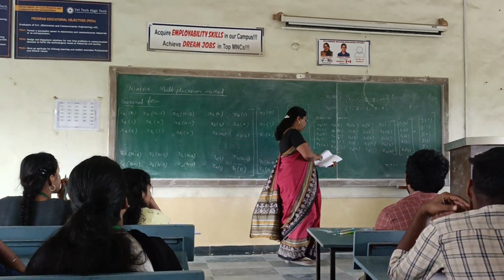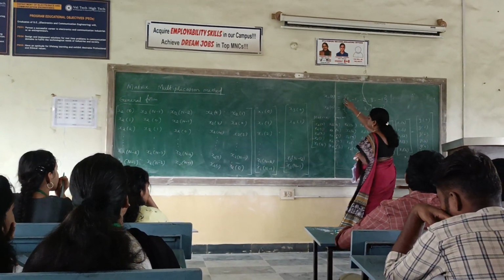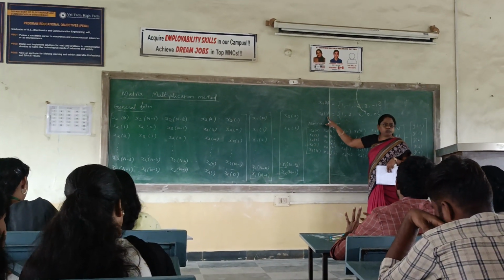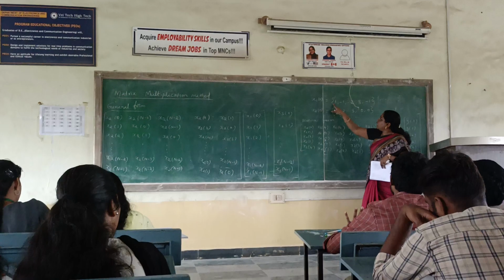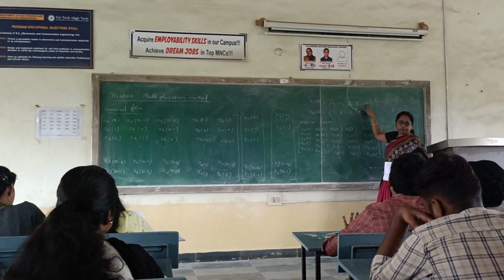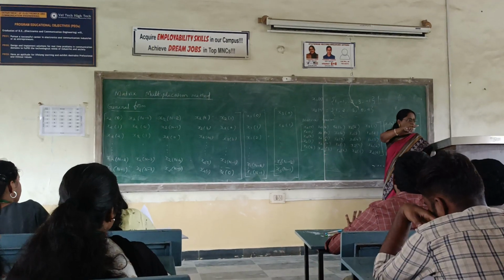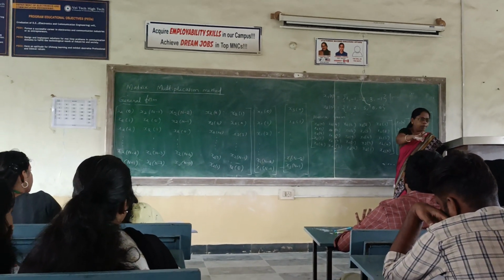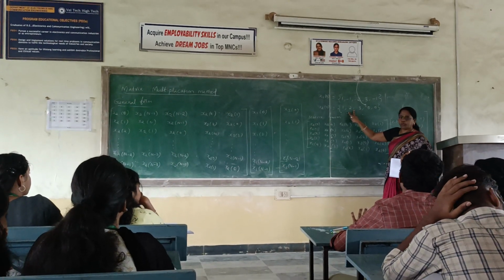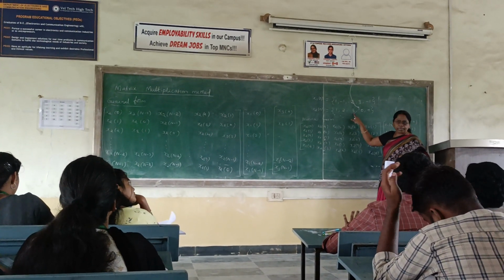While getting into the problem, kindly take the sequence. For the previous problem also we have taken only these two sequences. x1 of n equal to 1, minus 1, minus 2, 3, minus 1. That is the first sequence from the previous problem. For all three methods, we are going to take the same sequence. The second sequence is given only up to 3: 1, comma 2, comma 3.